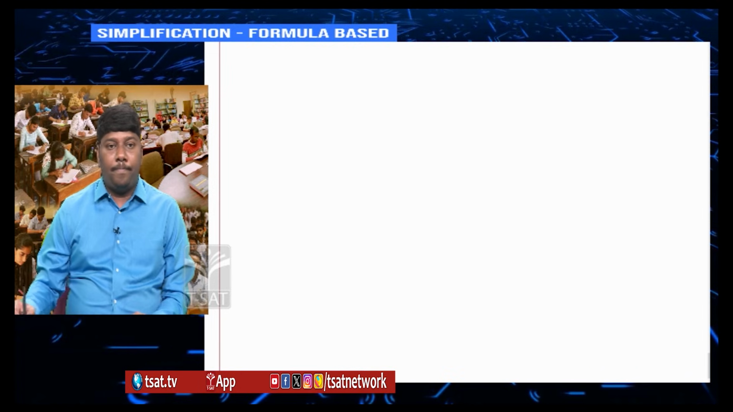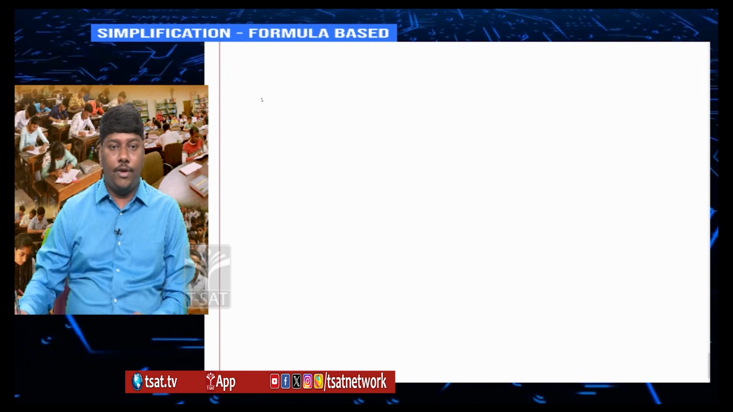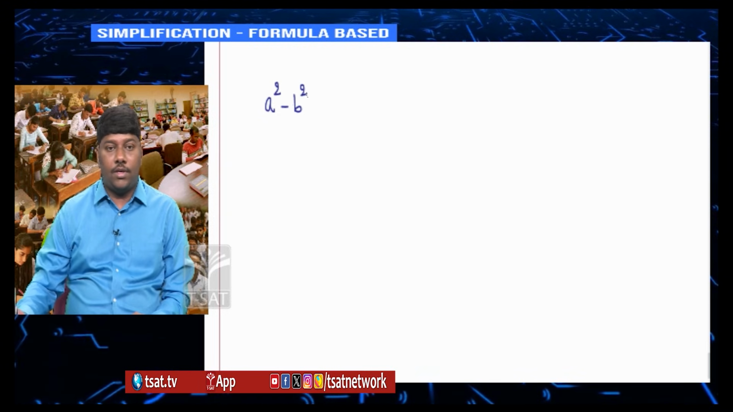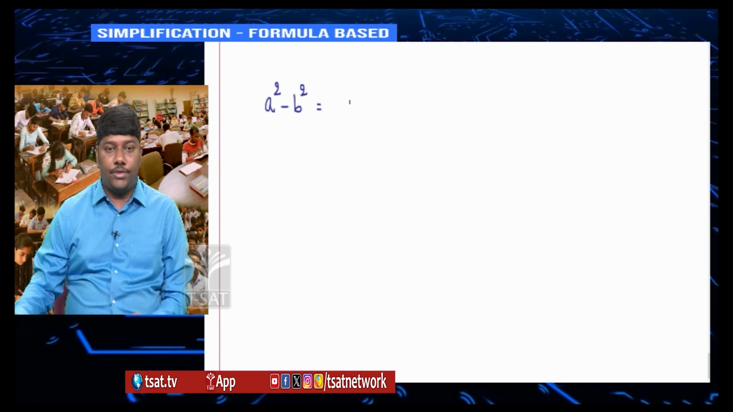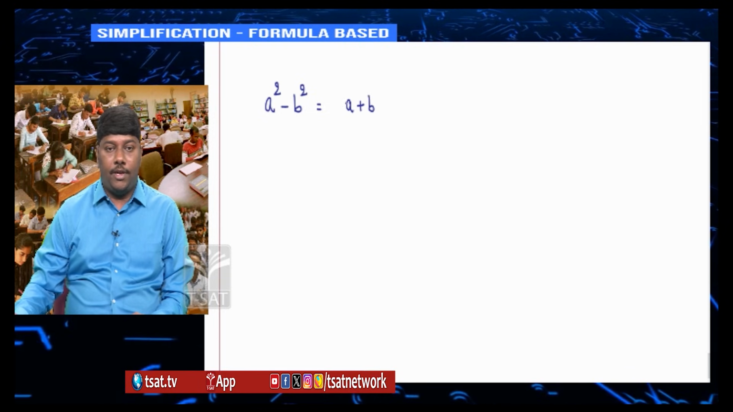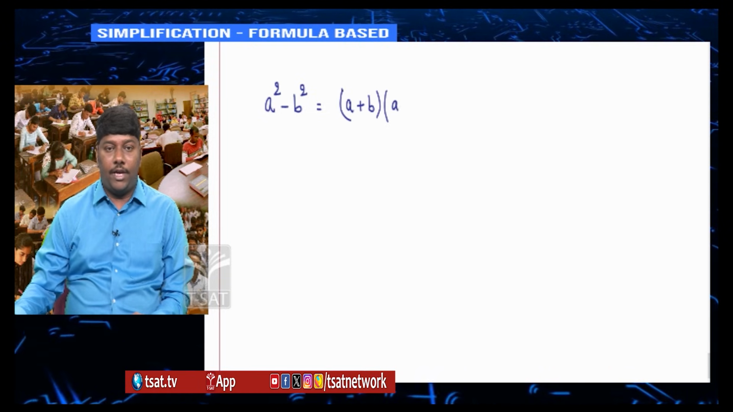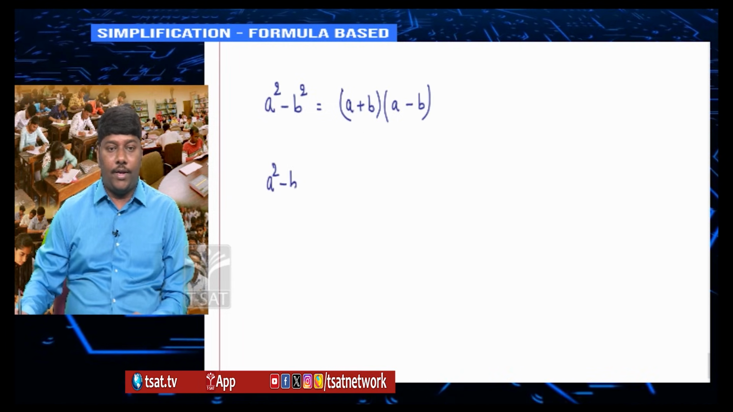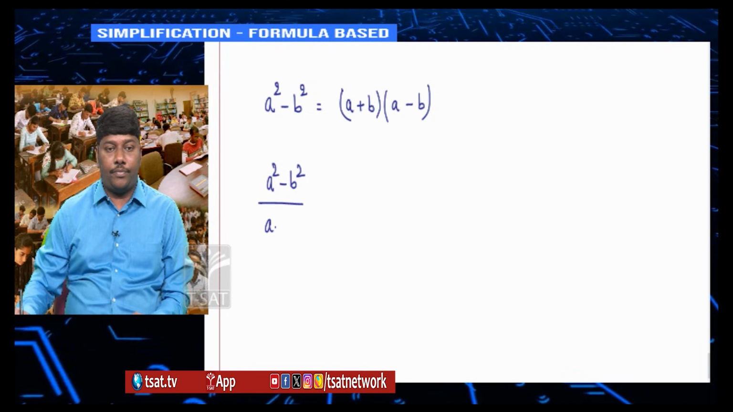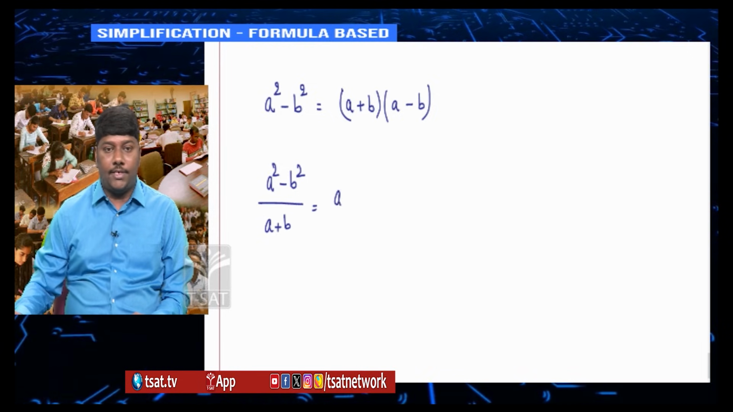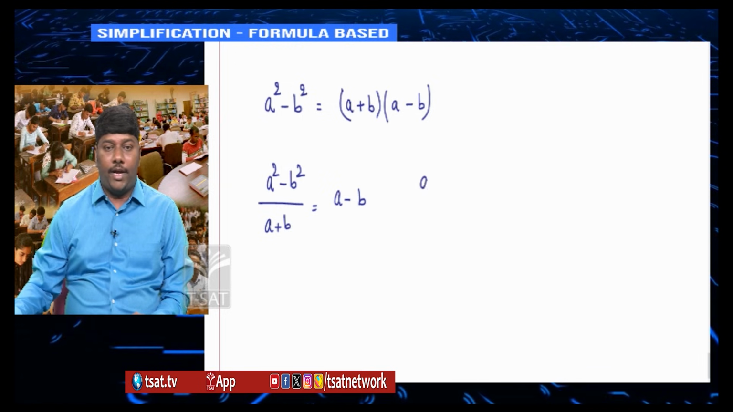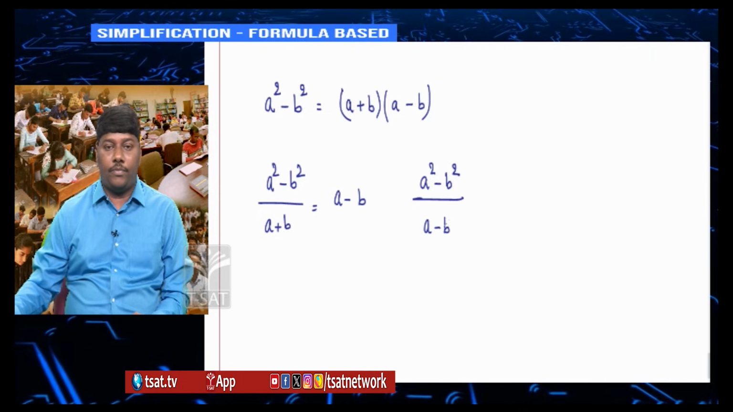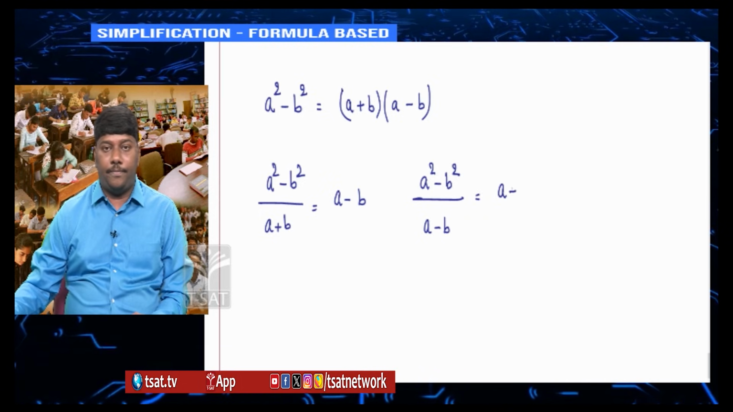Now look at one more formula. Very simple formula, we all know what a square minus b square is. A square minus b square is equal to a plus b into a minus b. If I have a square minus b square divided by a plus b, I am going to give you a minus b as an answer. If I have a square minus b square divided by a minus b, I would give the answer as a plus b.